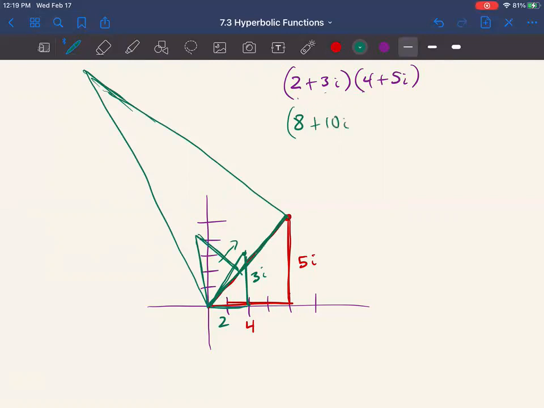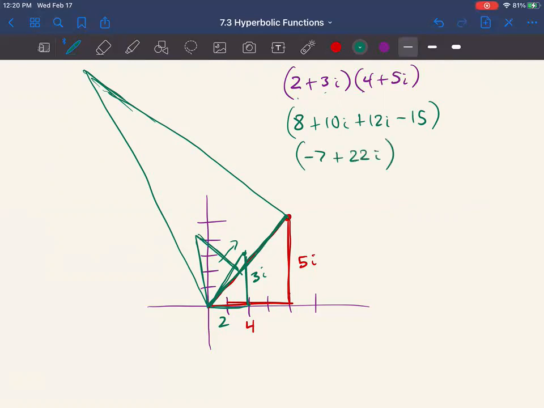2 times 5i is 10i. 3i times 4i is 12i. And then 3i times 5i is 15i squared, which is minus 15. We all agree with that? And so 8 minus 15 is negative 7, and then plus a 22i.